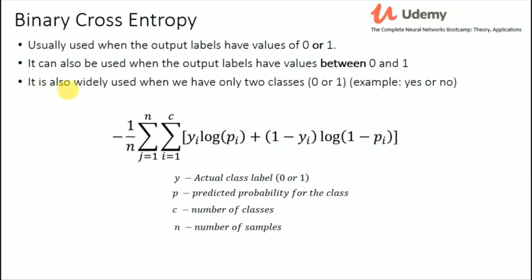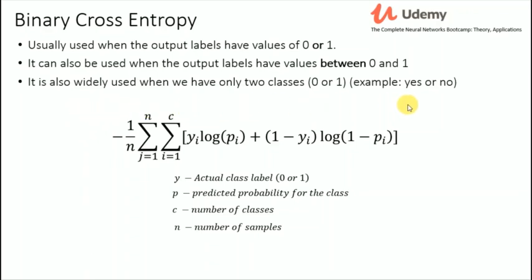It is also widely used when we have only two classes, a 0 or a 1 class. For example, yes or no. When you're trying to predict, let's say, whether a person has diabetes or not, your prediction is either a yes or a no. You only have two classes. The first class is a yes, the second class is a no. For example, when you're predicting whether this image is a cat or a dog, then you also have two classes. So 0, for example, means dog and 1 means cat. Whenever you have two classes, a very good option is to use the binary cross entropy loss.